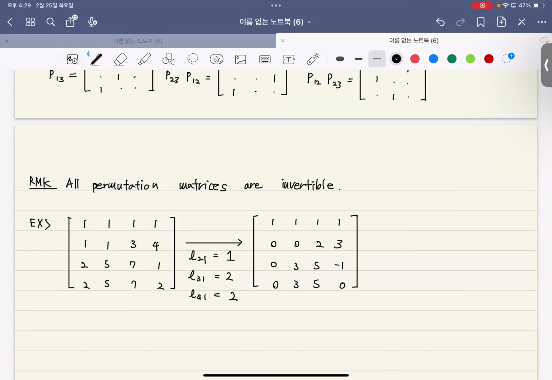Now I cannot proceed with the elimination because I see a 0 on the diagonal. There are many choices, but I try to exchange row number 2 and row number 4.